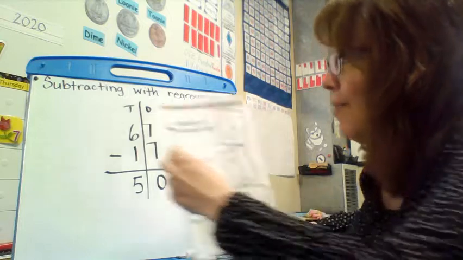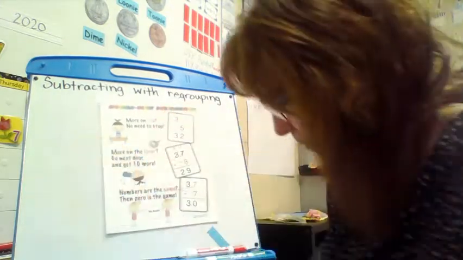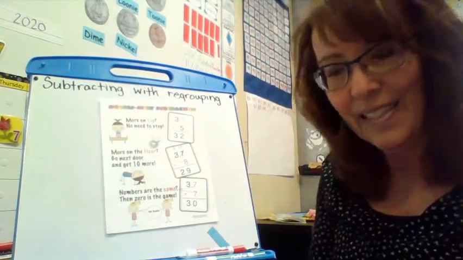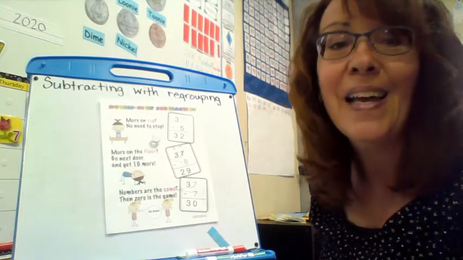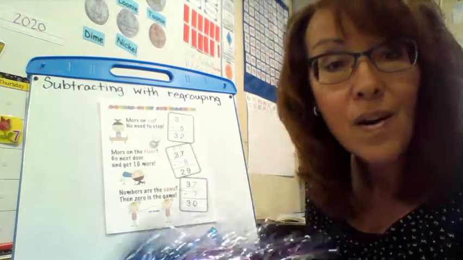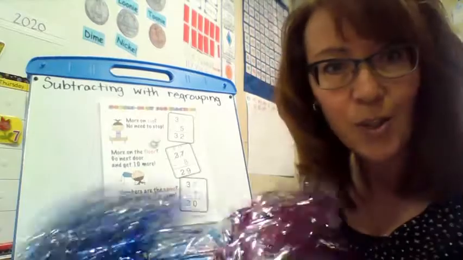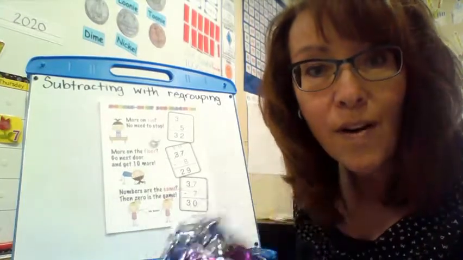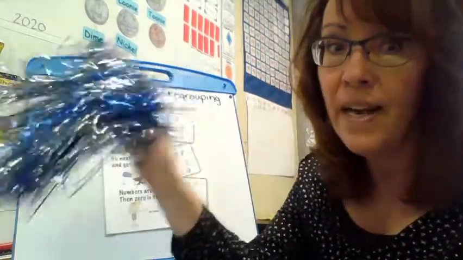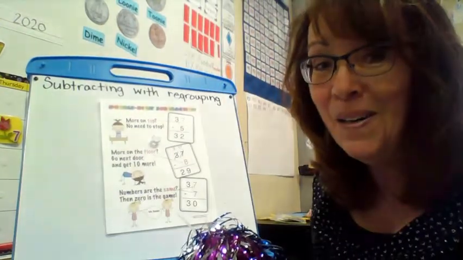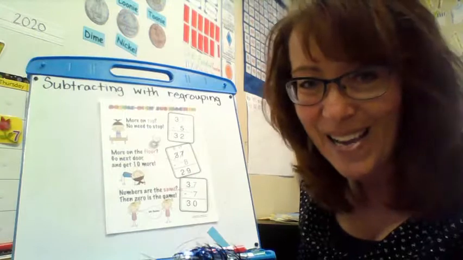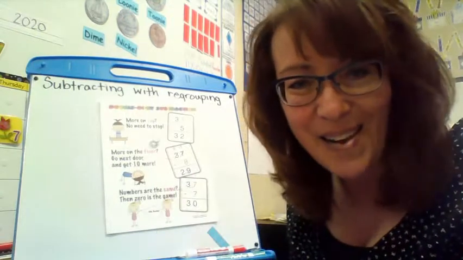Let's get my pom-poms. And here we go. More on top, no need to stop. More on the floor, go next door and get 10 more. Numbers are the same, then 0 is the game.